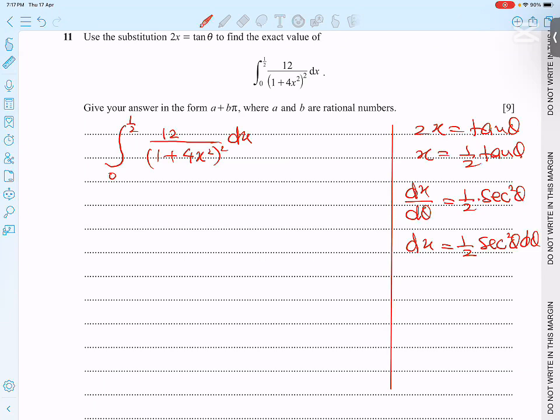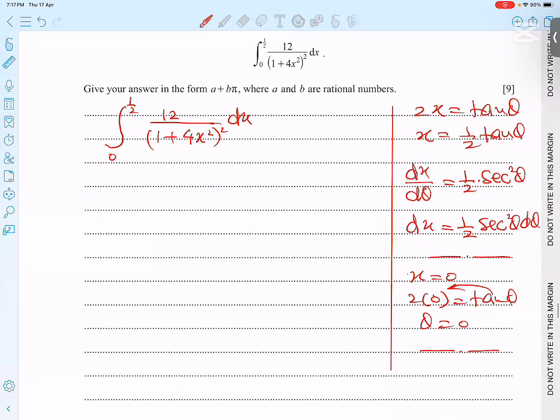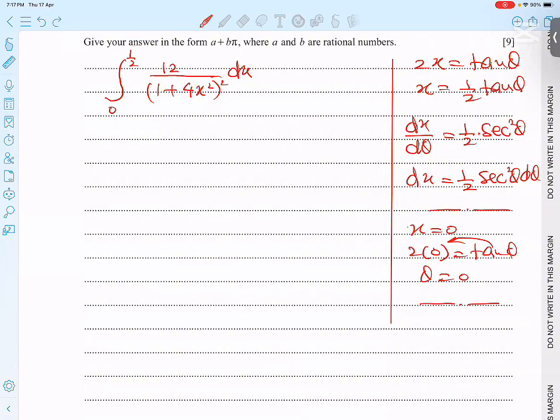Now, students, I will go for limits also. The lower limit is 0, the upper limit is half. So this 0 I will plug in the place of x. If I plug in 0 there, 2 times 0 equals tan theta, and tan inverse of 0 gives us 0. Last thing left behind, half. If x is equal to half, then when I plug in half here, half and 2 cancel, I get tan theta is equal to 1, and tan inverse of 1 gives us pi by 4.